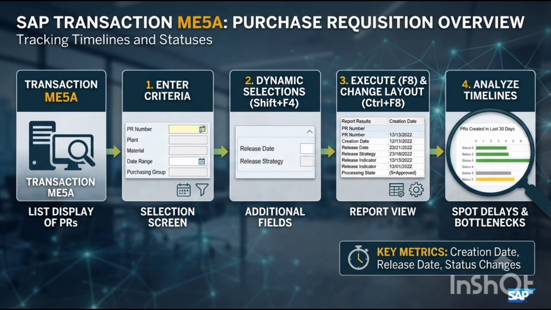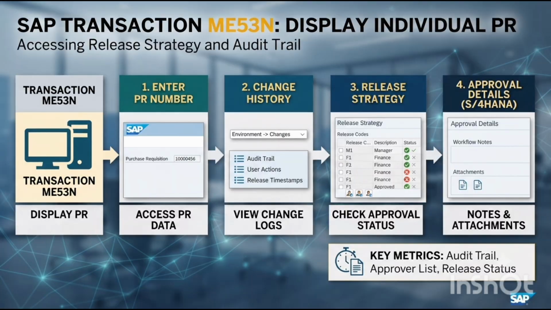Your next step should be changing the layout using Control F8 to add columns such as release indicator, processing state, release strategy, and the creation date. For timeline analysis, a common best practice is filtering for records created within the last 30 days with processing state equal to 5.